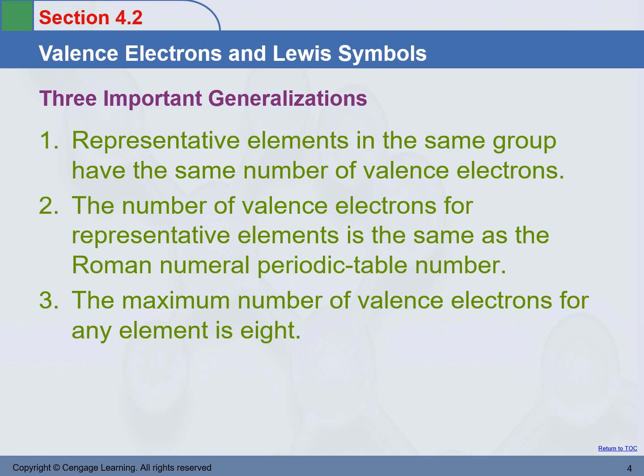Number 3, the maximum number of valence electrons for any element is 8. All right, keep this in mind. 8 is the maximum number of valence electrons an element can have.